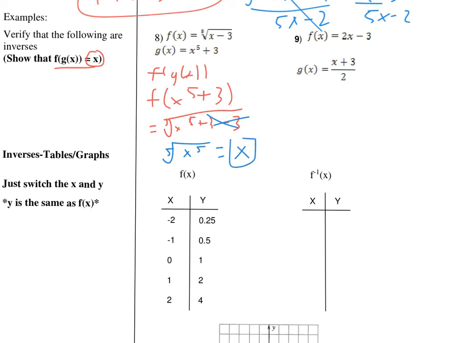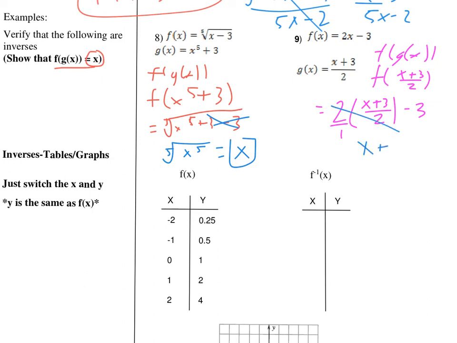And so that's just my proof: if I get x as the final answer on the composite function, that these are inverses. If it comes out to anything else, if it comes out to x squared, if it comes out to 2x, if it comes out to 0, they are not inverse functions. So same idea here. And so I'll just do f of g of x. So that's f of x plus 3 over 2. So 2 times x plus 3 over 2 minus 3. So since these are multiplying, I can cross cancel. We get x plus 3 minus 3, and so that gives me x as well.